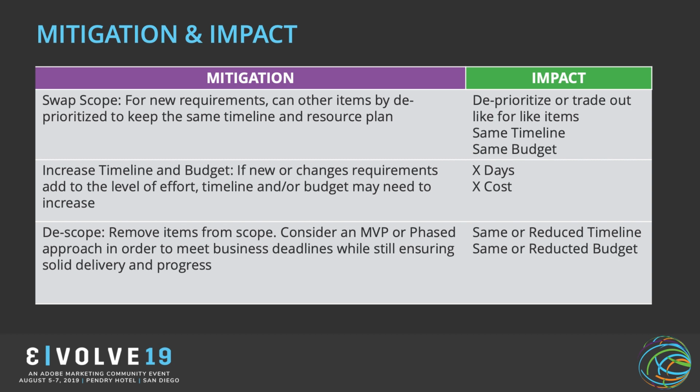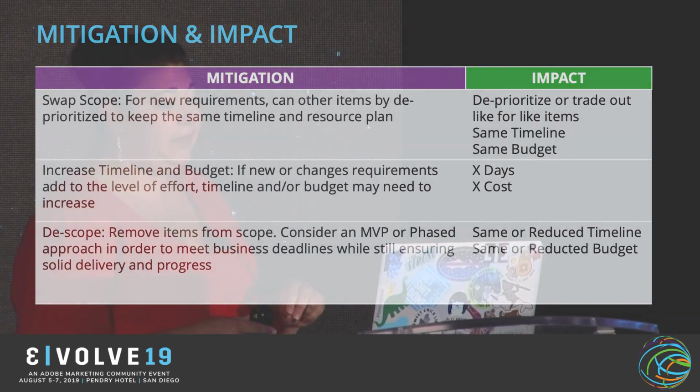If all the new changes and new requirements are absolutely a hard, I have to add these, this is important, I can't go live without this. Unfortunately, it means more time, more money, or both. So how does that align with the business? And then you can always descope.